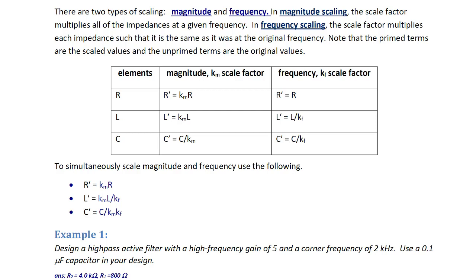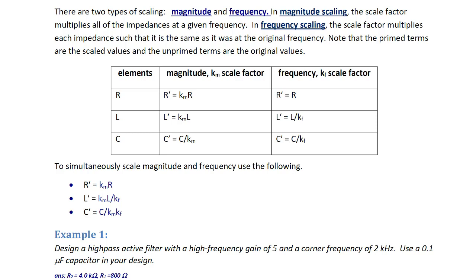In frequency scaling, the scale factor is Kf. A primed resistor is the same as the original resistor. There is no frequency scaling because resistance is not dependent on frequency. A primed inductor is L over Kf, and a primed capacitor is C over Kf.